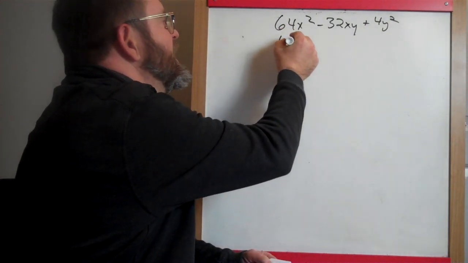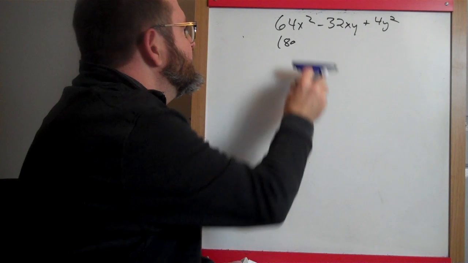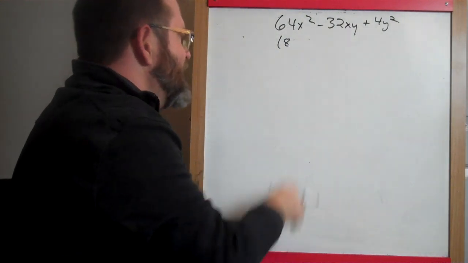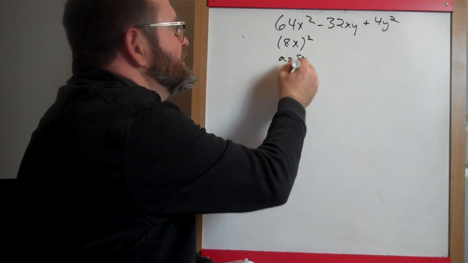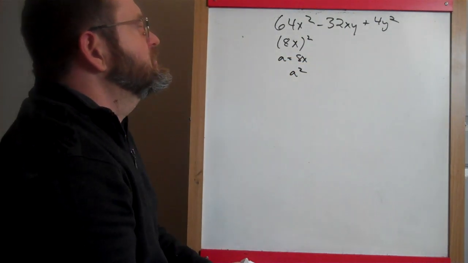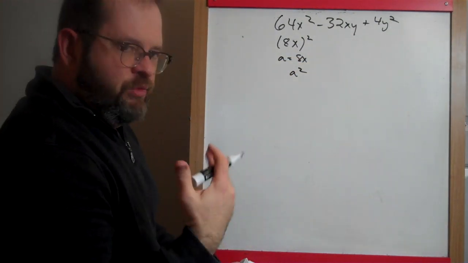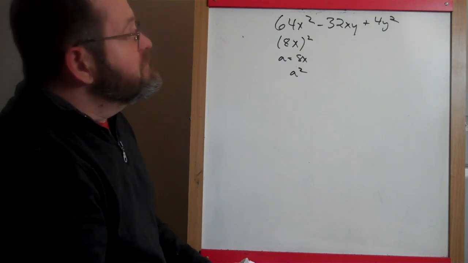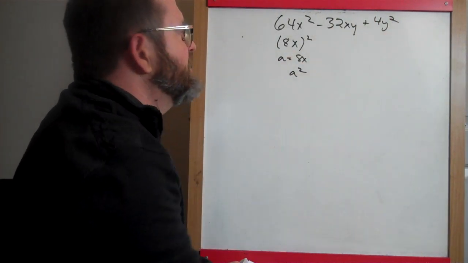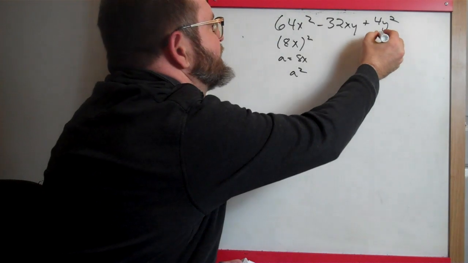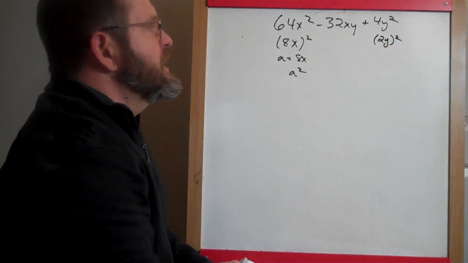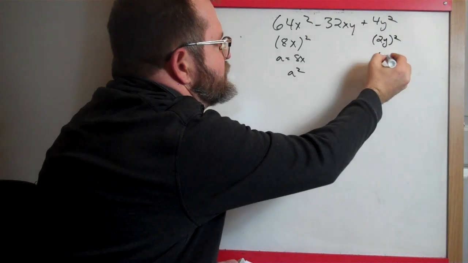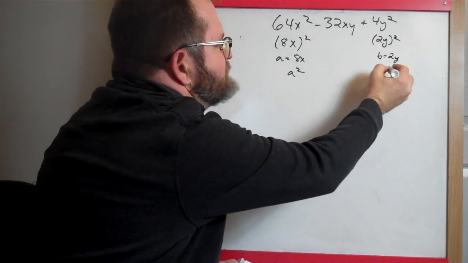Can it be written as some quantity a squared? Sure, this could be 8x squared. So a is 8x, and that term becomes a squared. We turn now to the third term of the polynomial here. Could that be written as some kind of square? Sure. It could be 2y, the quantity squared, in which case b is 2y, and that term is b squared.